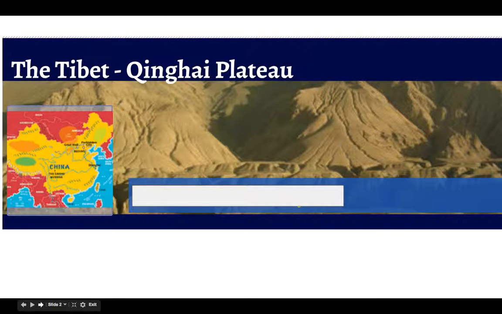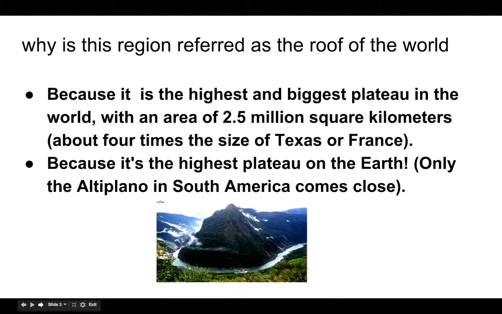So we're going to first talk about the Tibet-Qinghai Plateau. Why is this region referred to as the roof of the world? Well, it's because it's the highest, biggest plateau in the world. Mount Everest is there. It's the tallest part on the planet. And that's something that you want to remember. So it has the highest mountains in the world.